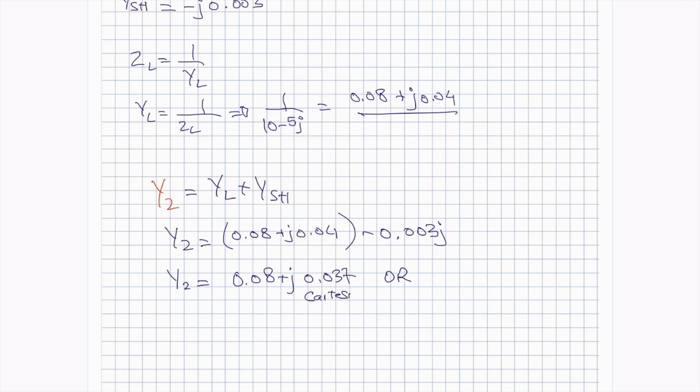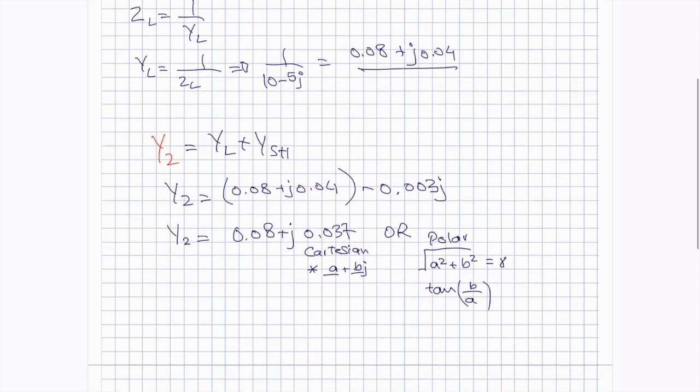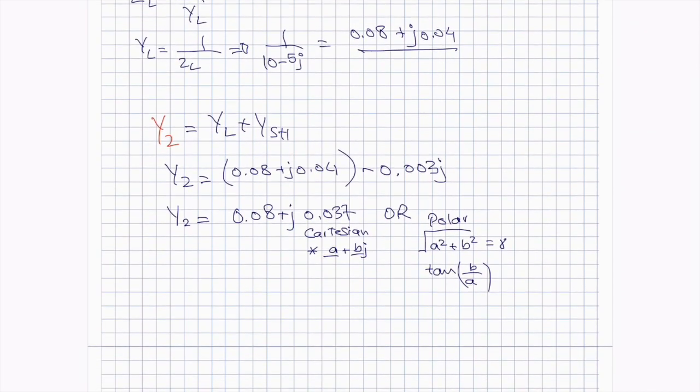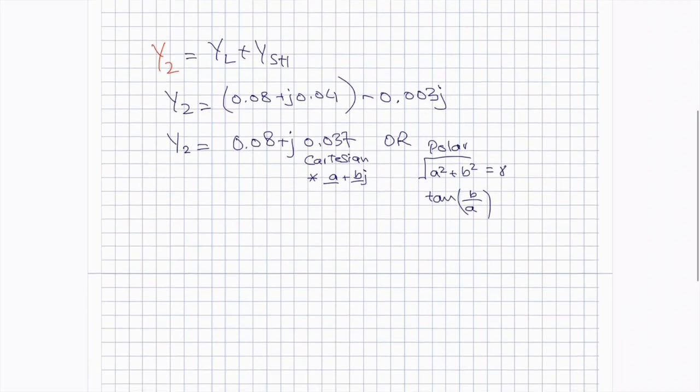This is in Cartesian form, which, on a quick note, is basically a plus bj, where a is the real part and b is the imaginary part. Or it could be seen in polar coordinates. The polar coordinates are basically the magnitude of a and b, which is r, and the angle is given by this consideration.